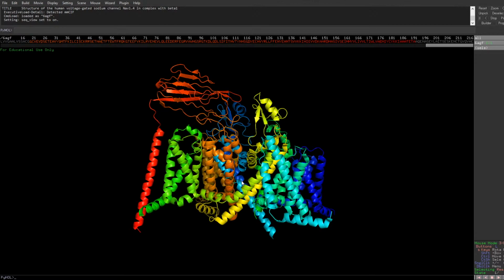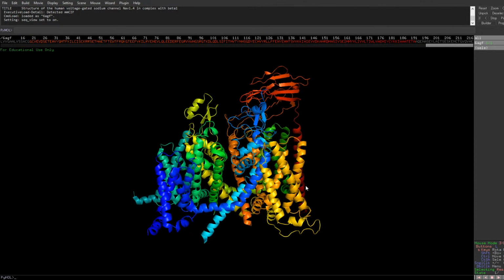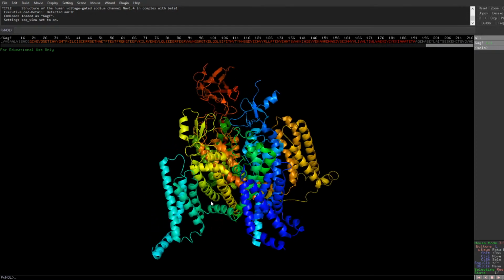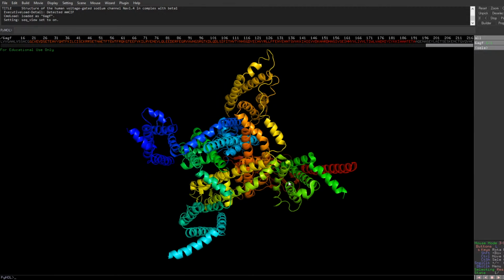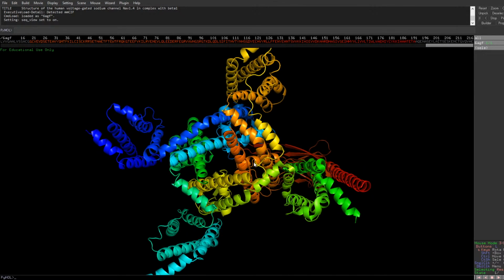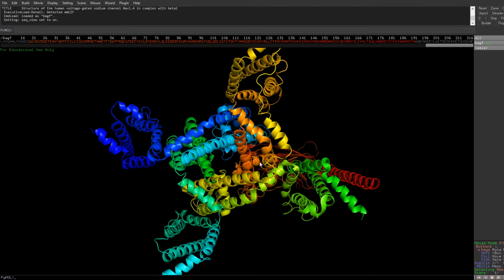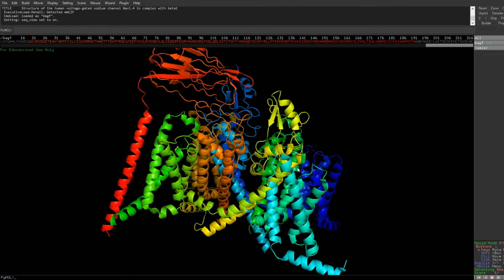Right. So what I just showed you is one subunit. In this case, if you look from the top again, you can see you have four similar subunits. And similar to the previous one that we looked at, you have the pore in the middle, where these helices form a pretty structure which overlaps.